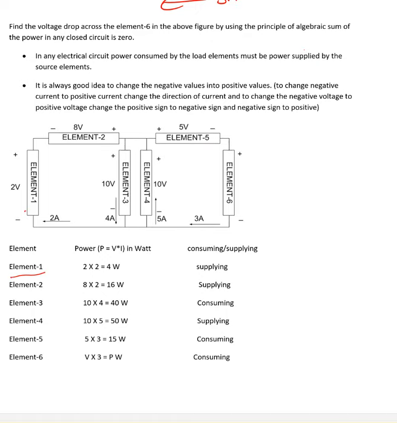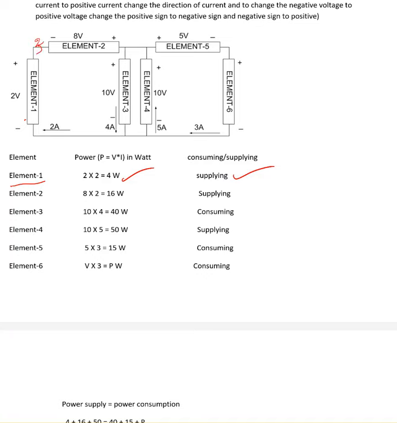Element 2, current is entering the negative terminal, so that is also supplying, 8 times 2, 16 watt. Element 3 right here, 4 ampere is entering the positive terminal, so that must be consuming 40 watt. And element 4, 5 ampere is entering the negative terminal, so it must be supplying.